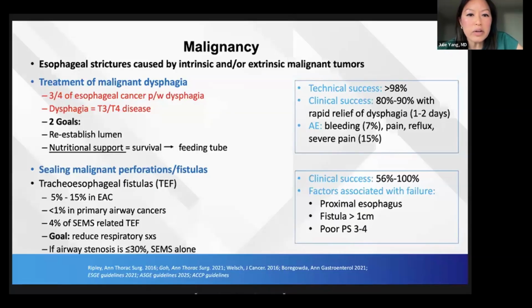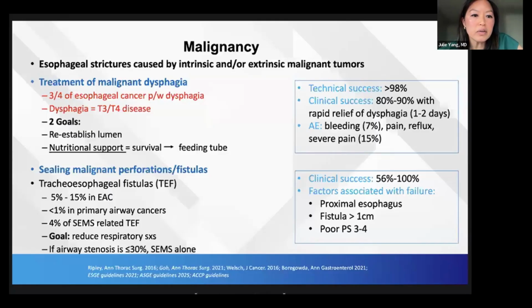So the technical success is very high. Clinical success is also very high. I mean, stents are wonderful for rapid relief of dysphagia. And usually that relief is almost immediate, in 1 to 2 days. And the adverse events are acceptable: bleeding, pain, reflux, particularly if it's across the GE junction, and severe pain enough that you might consider actually taking out the stent.